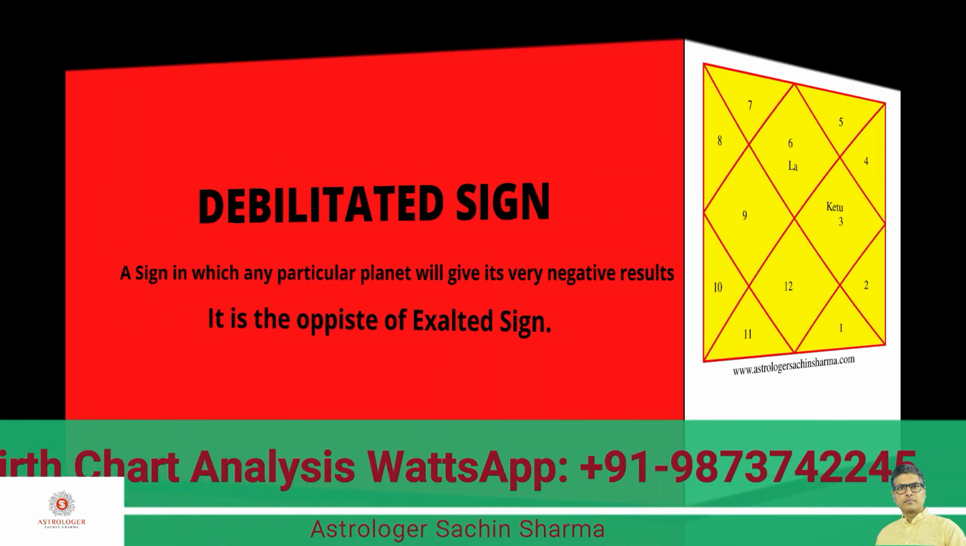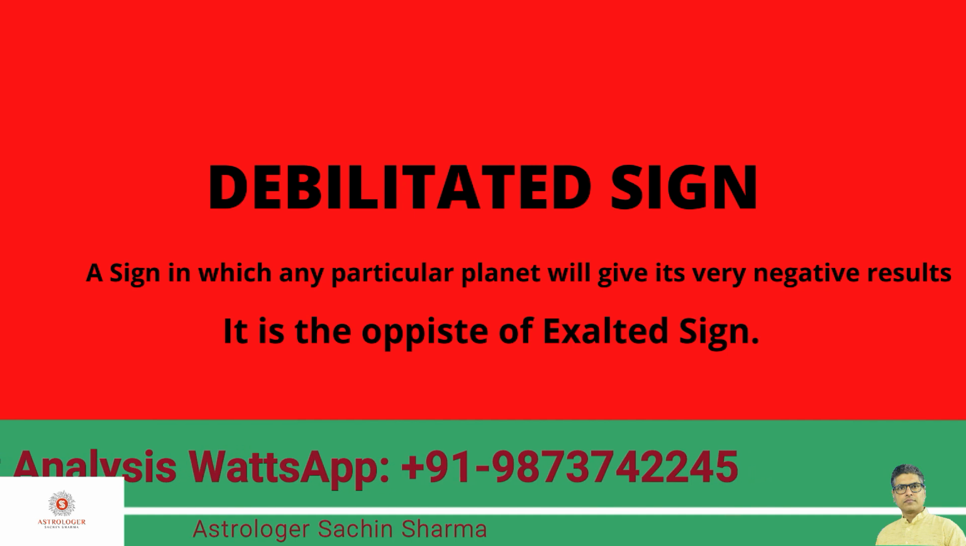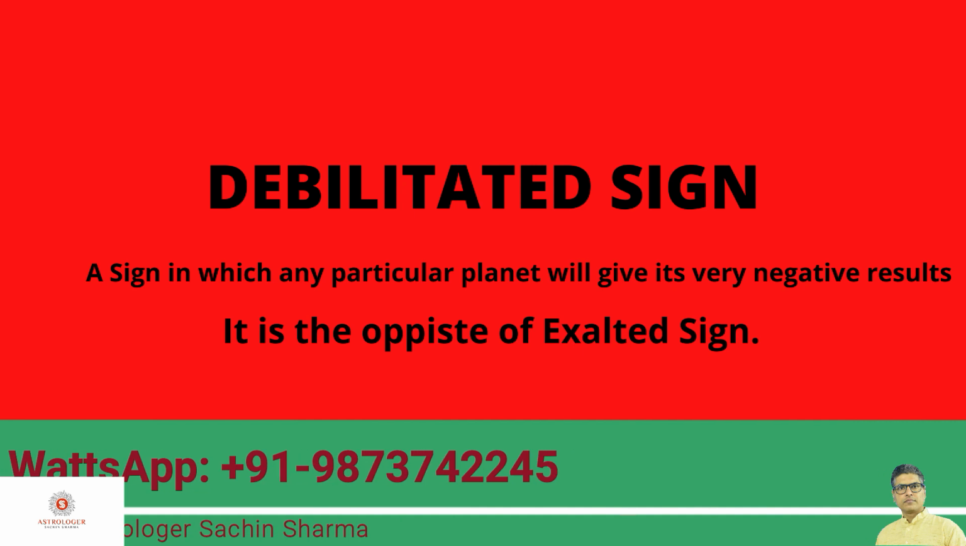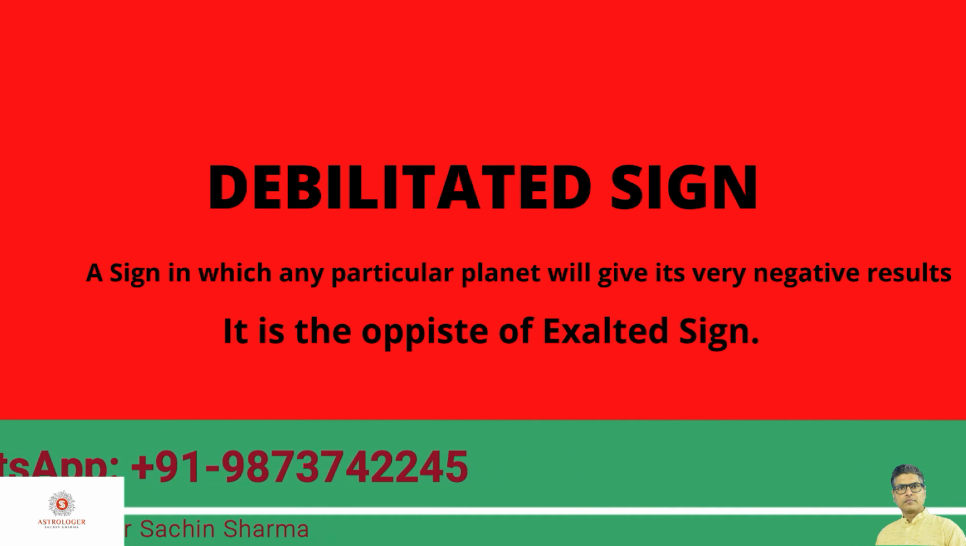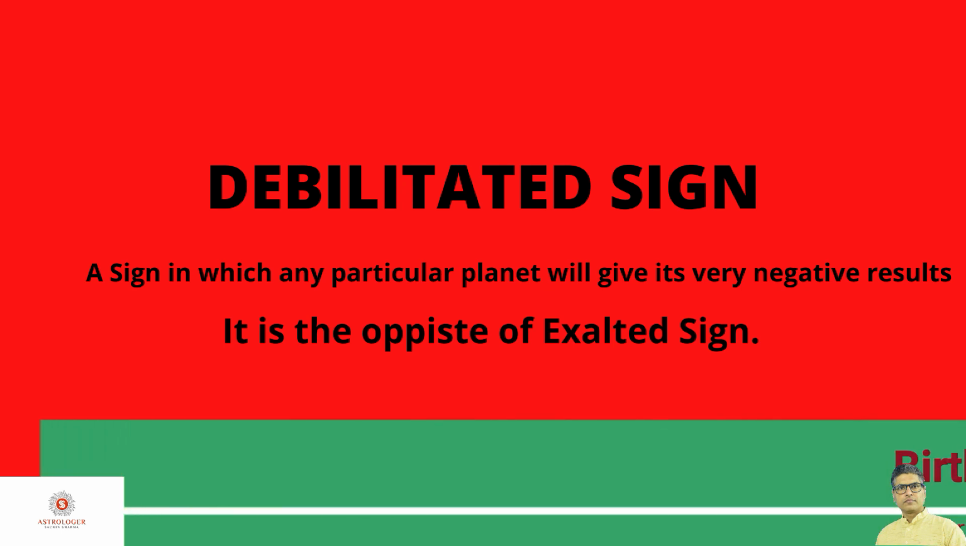Now let's discuss the debilitated sign of planets. So let's first discuss what debilitated means here. Debilitated means a number or a sign in which any planet will give its negative result. Wherever you face a term like debilitated sign of a planet, that means that planet will give negative results pertaining to that particular house if it is placed in its debilitated sign. So let's discuss the debilitated sign of various planets.